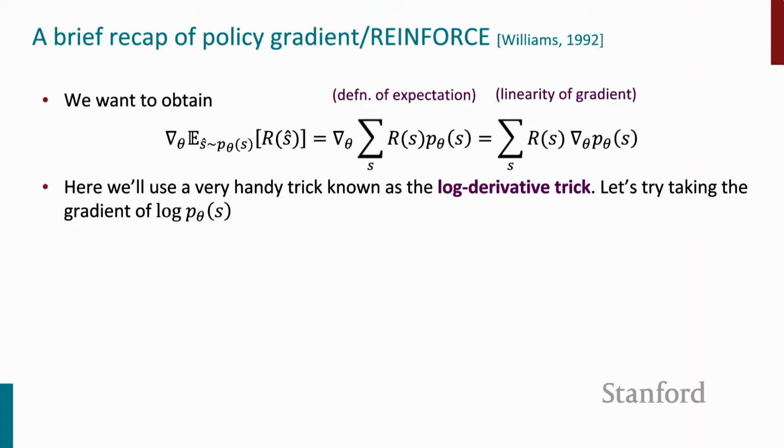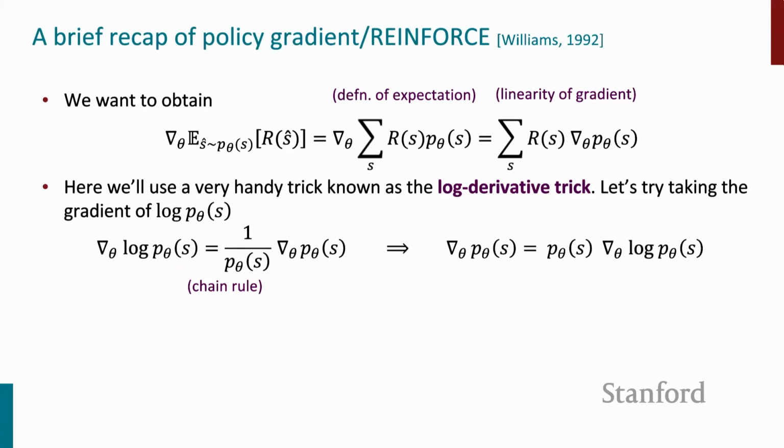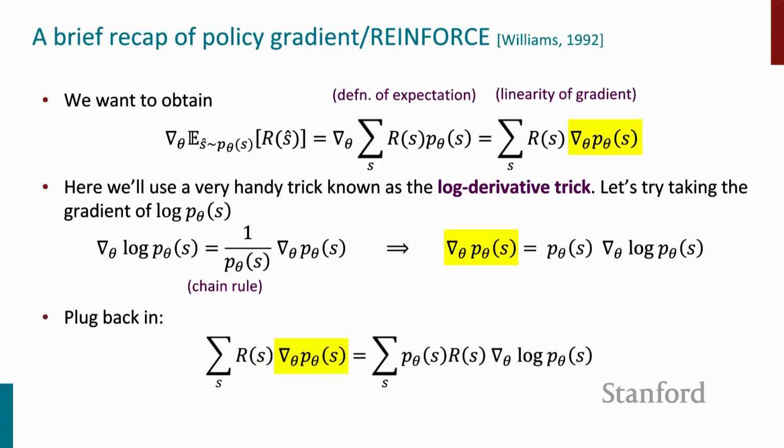I assume you have seen this, but I'm going to go over it. This is the log derivative trick: we can rewrite the gradient of P theta as P theta times the gradient of log P theta. To see that, this is simply from the chain rule: the gradient of log P theta can be written as 1 over P theta multiplied by the gradient of P theta. So we get this identity, where the gradient of P theta can be rewritten as P theta times the gradient of log P theta. The quantities in yellow are what we want to substitute back. If we plug this back in, we get the following equation: the gradient of the expected reward is the same as the expectation under P theta of R times the gradient of log P theta.